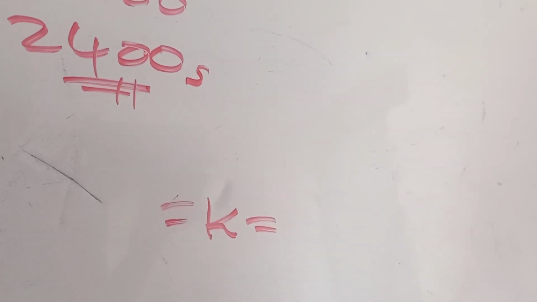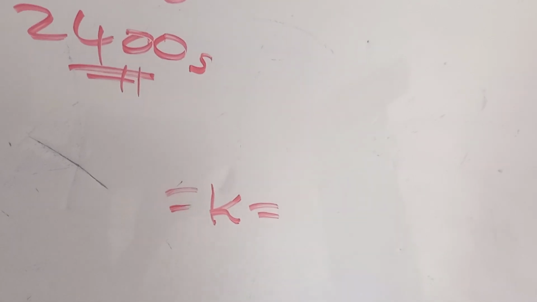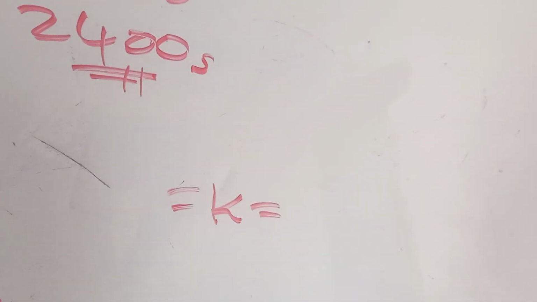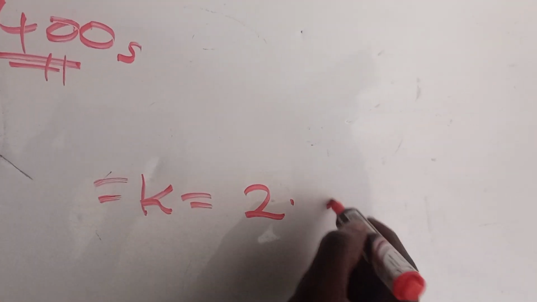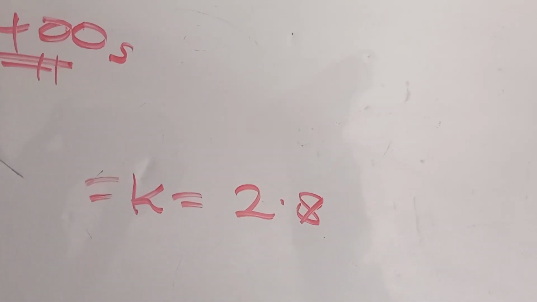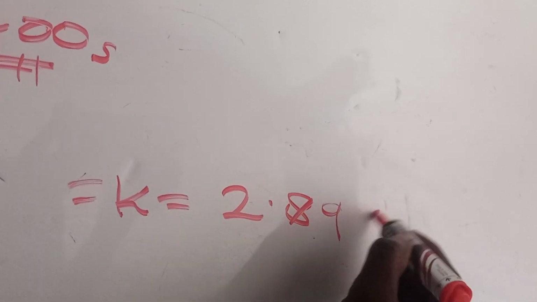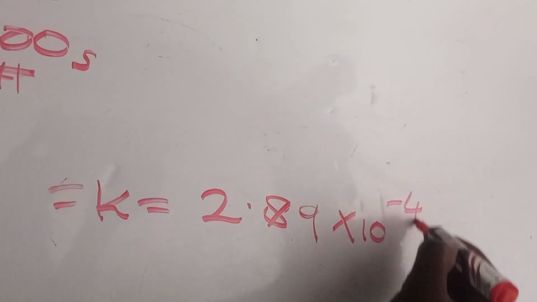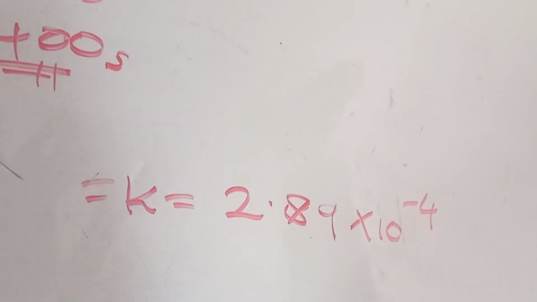0.693 divided by 2400. If you divide 0.693 by 2400, you're going to have 2.8 to two decimal places, possibly the third number there is 7. Once you get it and round off, you're going to have 9 times 10 to the negative 4. As usual, how are you going to put up the units?